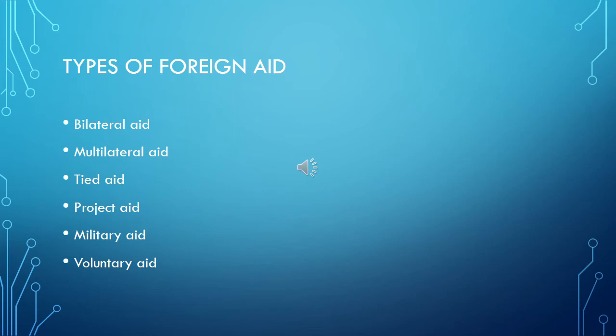Voluntary aid. Voluntary aid is aid usually in the form of charity. For example, Doctors Without Borders is the international humanitarian non government organization best known for its projects in war torn regions and developing countries affected by endemic diseases.